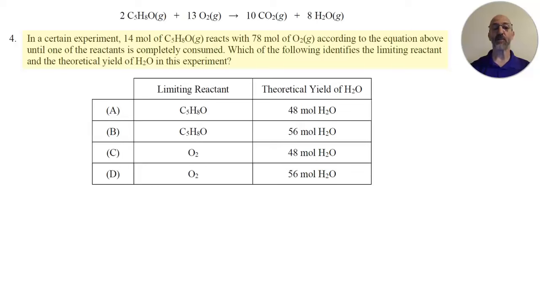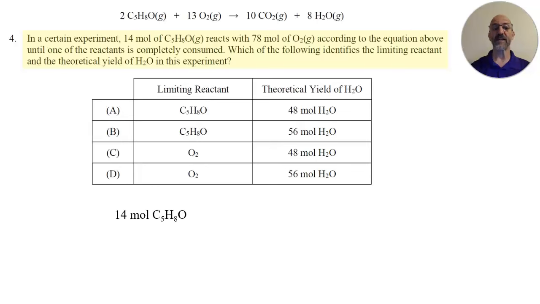So our strategy will be to convert each number of moles of reactant into moles of H2O. And the reactant that produces the smaller amount of water in our stoichiometry calculations, that will determine the limiting reactant. And we don't need to worry about going from grams to moles because we are already given moles. So this will be a one-step conversion, moles of reactant into moles of product.